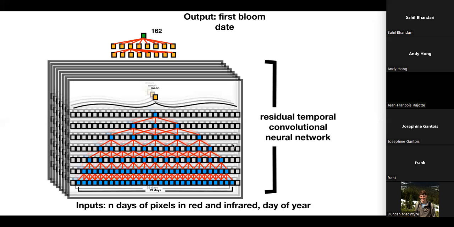And so what goes between the inputs and the outputs? We use something called a residual temporal convolutional neural network, which sounds very fancy and looks fancy. So we're not going to go into all the details, but let's delve a little bit into what's going on here. So the key idea behind neural networks is that we can build a model of a bunch of different layers, where each layer has a bunch of numbers that we calculate based on the previous layers.